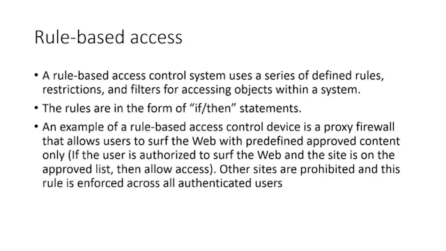And then we have rule-based access. A rule-based access control system uses a series of defined rules, restrictions, or filters for accessing objects within a system. It's kind of like the if-then statements, right? If this meets this criteria, then do this. So if the source or destination IP address equals this, then permit or deny.